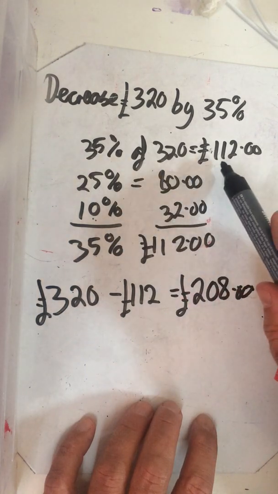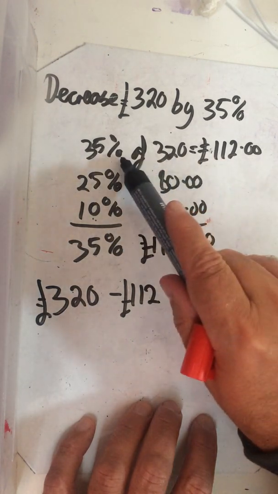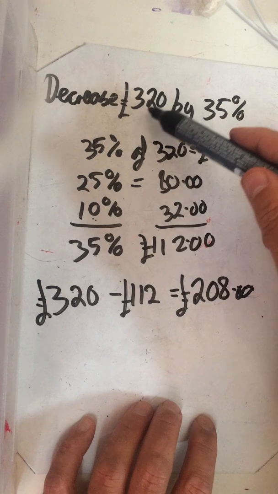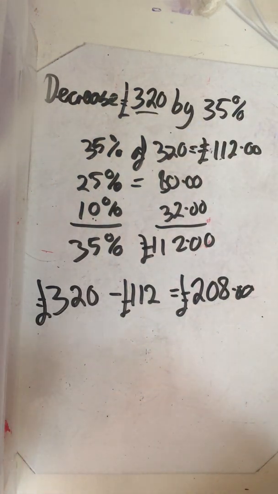You find the percentage first, okay? Percentage of the number, and then you're going to take it away from your original because you're decreasing it. Okay? Right.